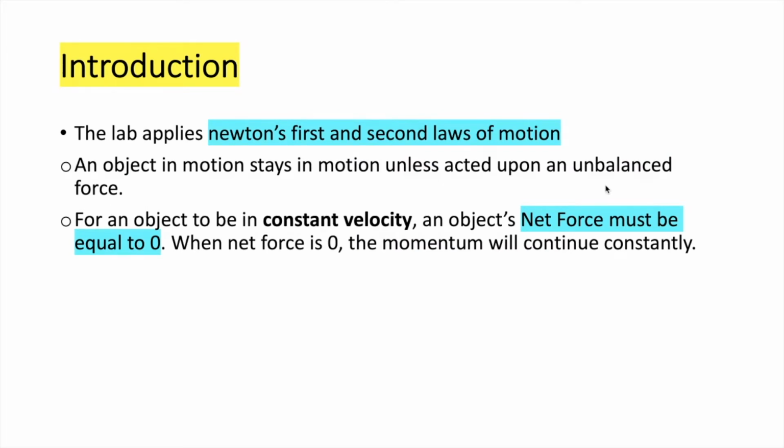The experiment revolves around the first two of Newton's laws of motion, the first one being the law of inertia, which states that an object in motion will remain in motion and an object at rest will remain at rest unless acted upon by an unbalanced force. Additionally, Newton's second law states that an object is at constant velocity if the sum of forces acting upon it is zero, meaning that the net force equals zero. And as the momentum principle states, when the net force is zero, the momentum will remain constant, and as a result, the object will continue moving at a constant velocity.